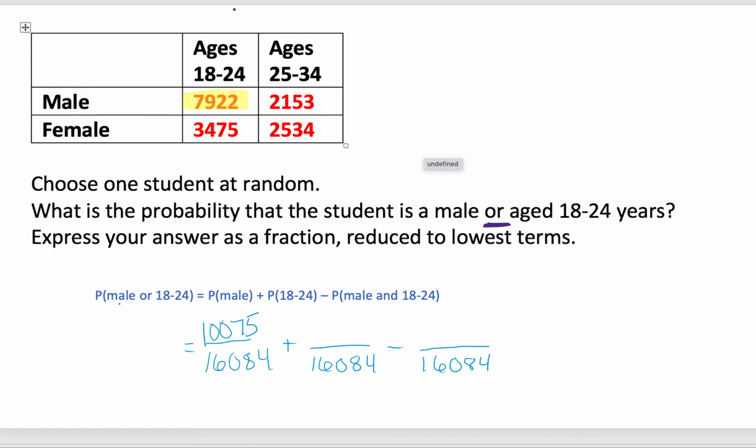All right, for the next part, I want to look at the 18 to 24, and I want to add that up. So 79.22 plus 34.75, that gives me 11,397. Okay, and then for the last part, we want the males and the 18 to 24, which are the ones that I initially marked in yellow. Those are the ones that are in both groups. So that's the 79.22.